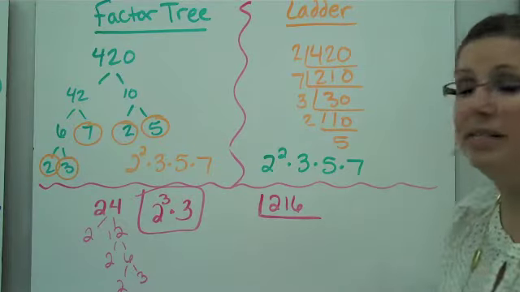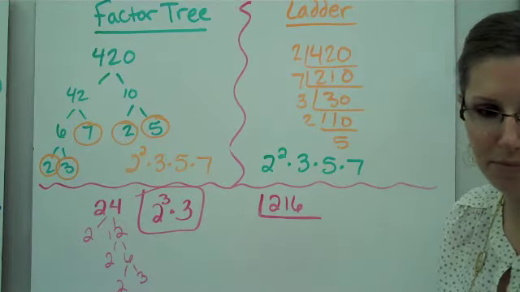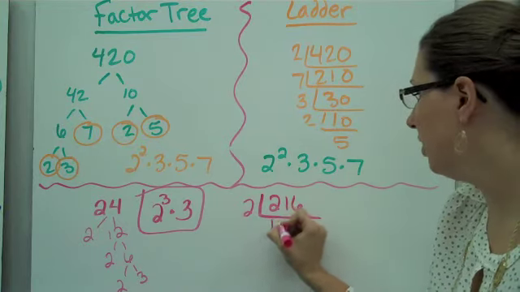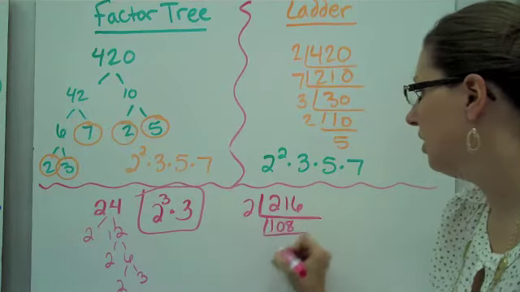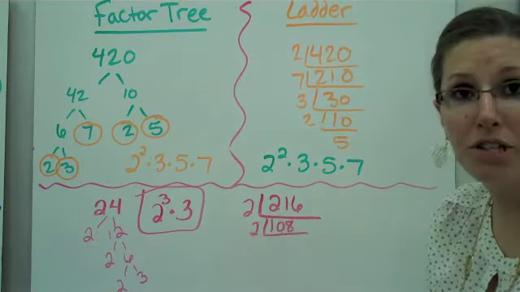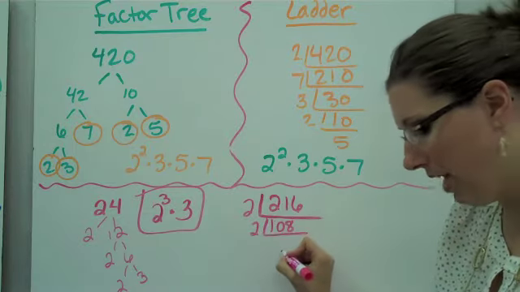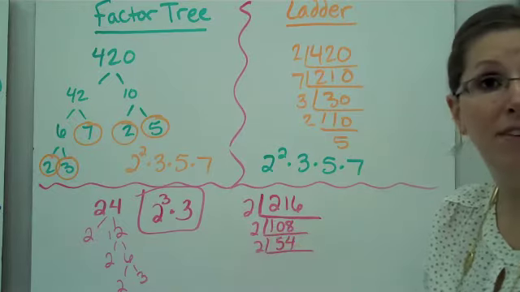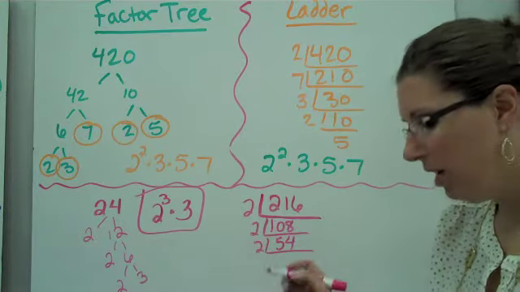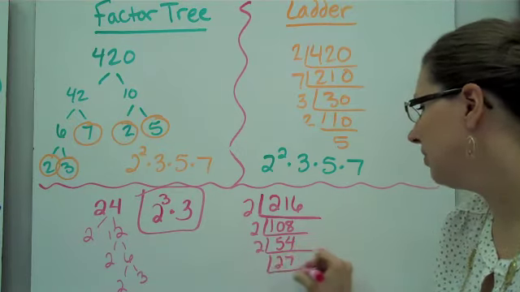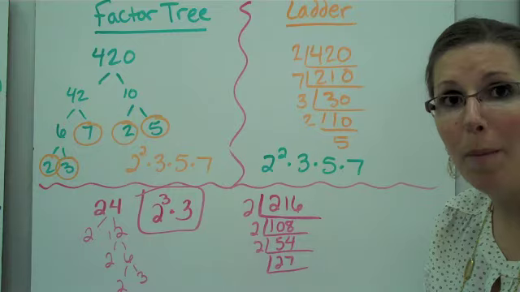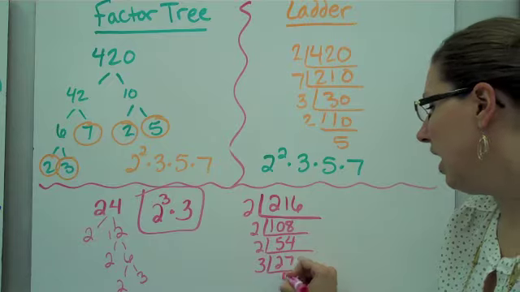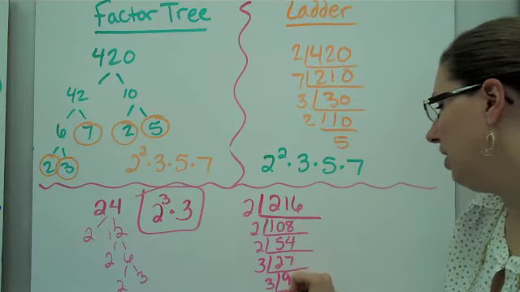I'm going to do 216, but I'm going to use the ladder method this time. I know that 2 goes into 216 108 times. 2 can go into 108 because it's an even number. It'll go in 54 times. 2 will go into 54 again because it's an even number, 27 times. Now 27 is an odd number, but I know that 3 goes into 27 evenly 9 times, and then 3 goes into 9 3 times.